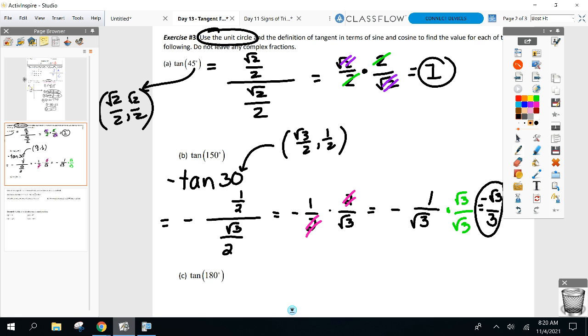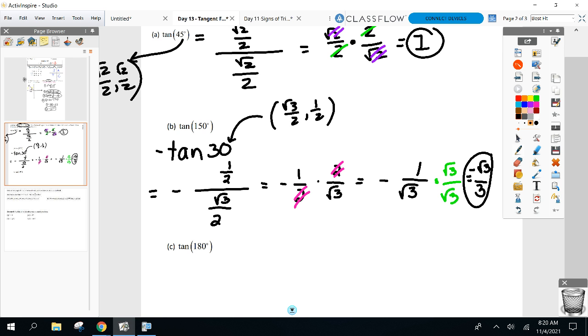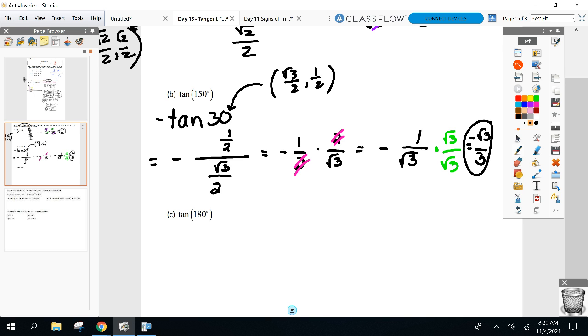All right, let me try to get one more in here before we go. Tangent of 180. Where's 180? On the line, right. No quadrant. On the line. So I got to remember. Anybody remember the point at 180? Negative 1, 0.